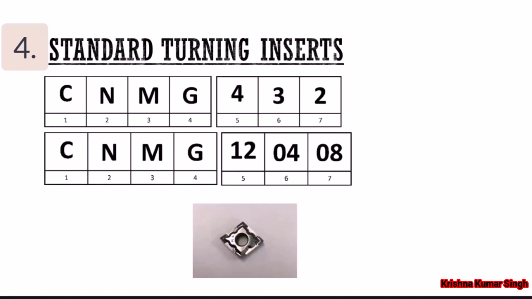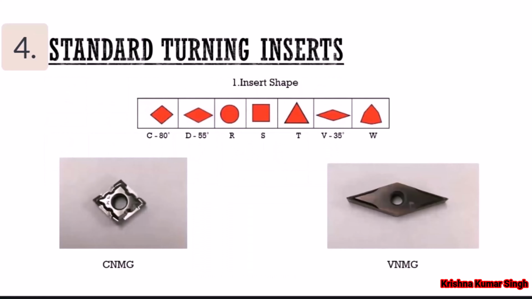The first code represents this insert in inch or imperial format, while the second code represents the same insert in millimeter format. The first character of this code, which is a capital C, represents the shape of the insert. The shape is a rhombus with an angle of 80 degrees. According to the standard, the first character of the code for an insert with this shape is a capital C. If the insert has a rhombus shape with an angle of 55 degrees, its shape is represented by a capital D. And if the insert is round, it is represented by a capital R.